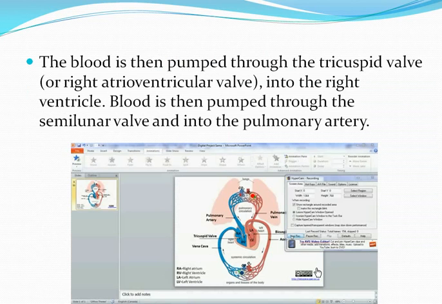The blood is then pumped through the tricuspid valve or right atrioventricular valve into the right ventricle. Blood is then pumped through the semilunar valve and into the pulmonary artery.